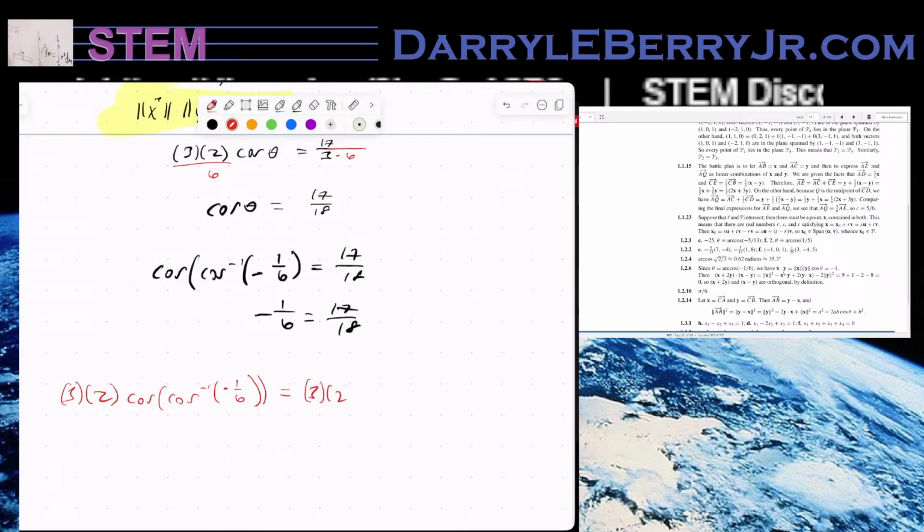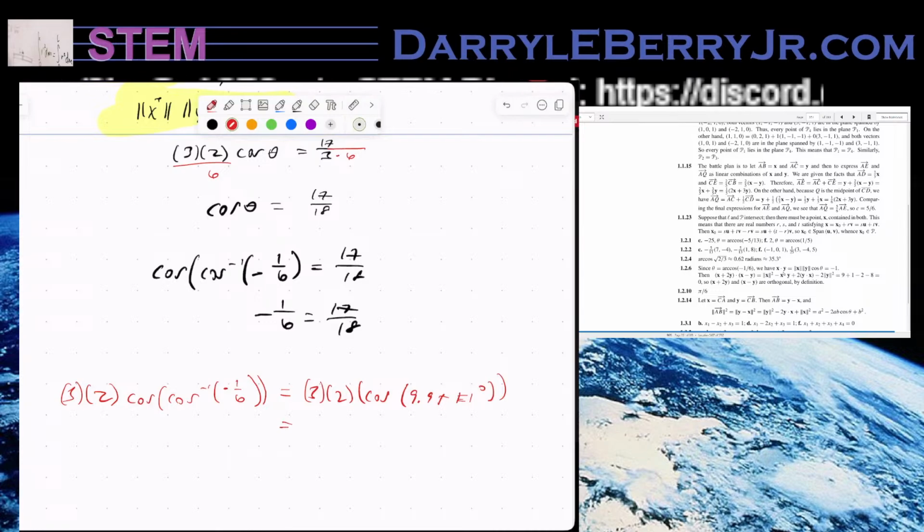3, 2 cosine of -1/6 is 9.95 times 10 to the 1 degrees. And cosine of that, oh my gosh, I see, is 3, 2 times -1/6. So that does equal -1.